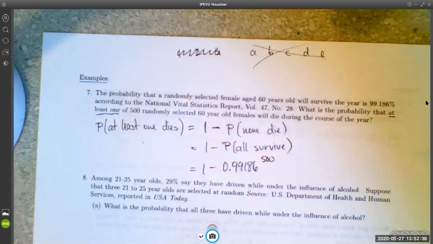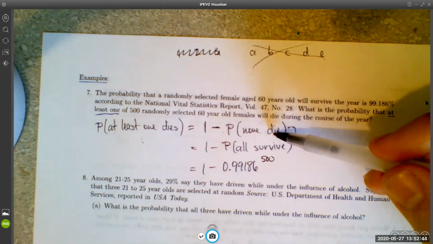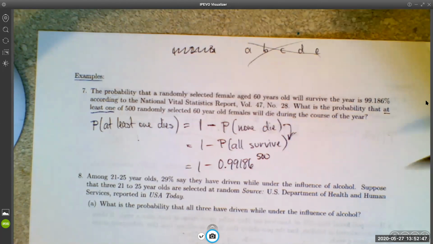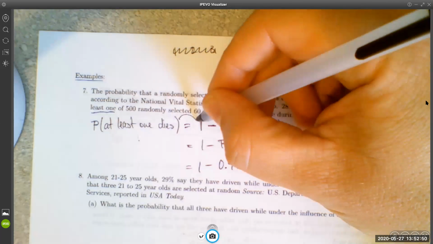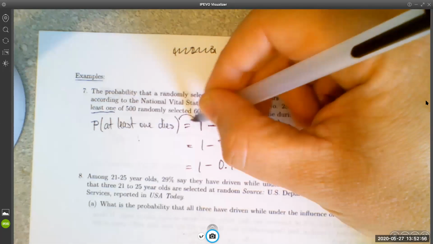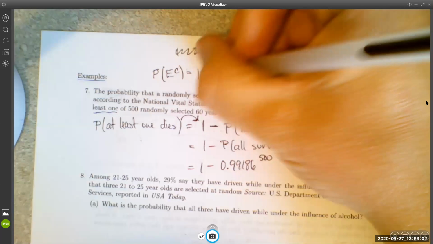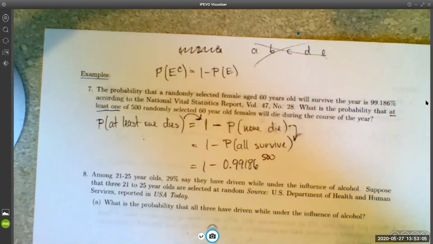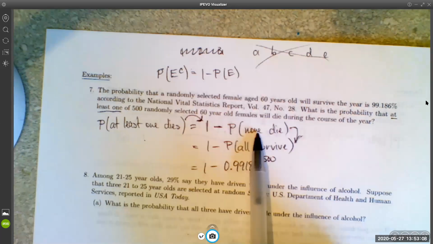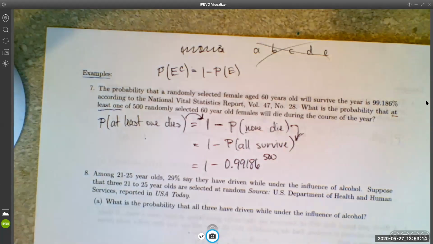Getting from this step to this step is just logic. If none of them die, that means that they all survive. But getting from this step to this step, that's the complement rule. Remember, the complement rule says that the probability of E complement is 1 minus the probability of E. So we're just using 1 minus the probability of the complement. The complement of at least one is none. The probability that at least one of the people has some characteristic is the complement of the event that none of the people have that characteristic. So try to make that make sense in your mind.